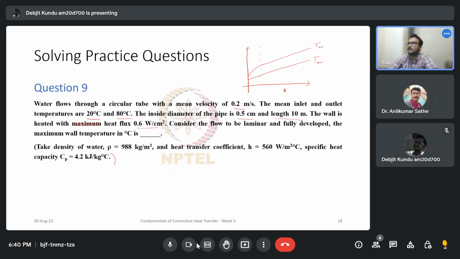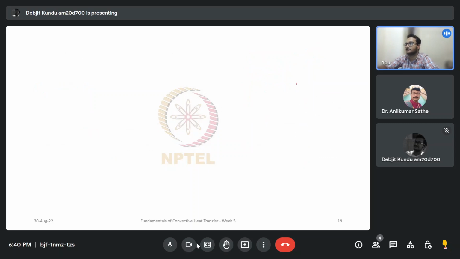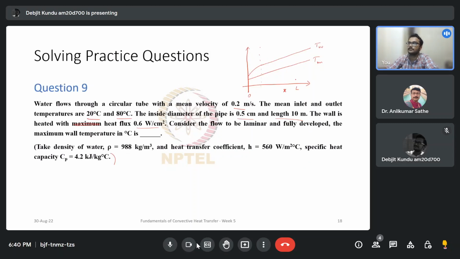So we can consider x equal to 0 to some x equal to L, where this pipe is ending. What is the question? The maximum wall temperature. Where do you think the maximum wall temperature would be found? It is at the end of the pipe, at x equal to L. Correct.